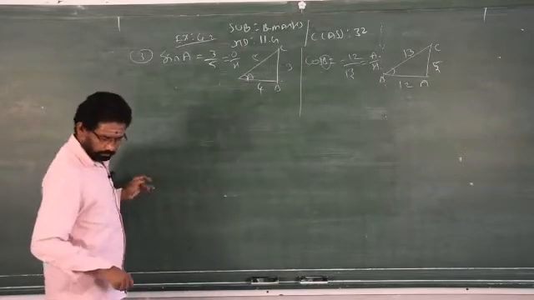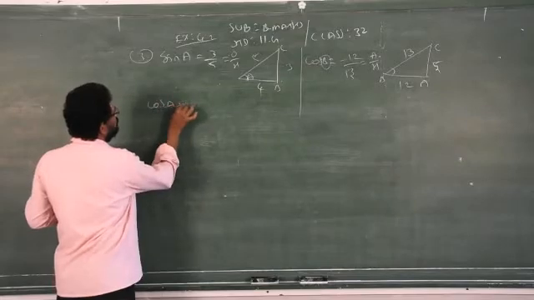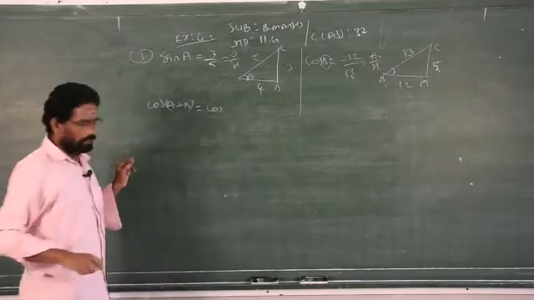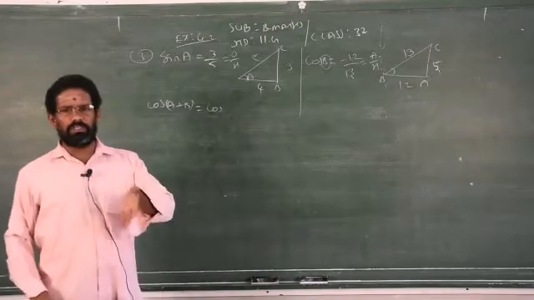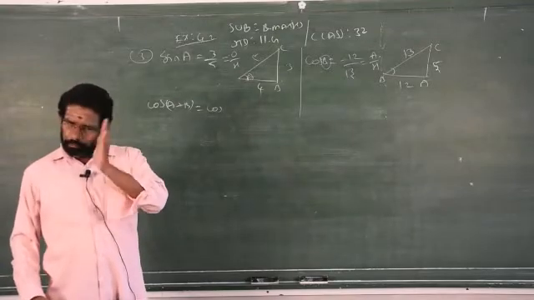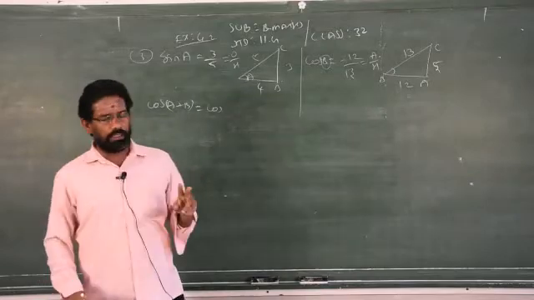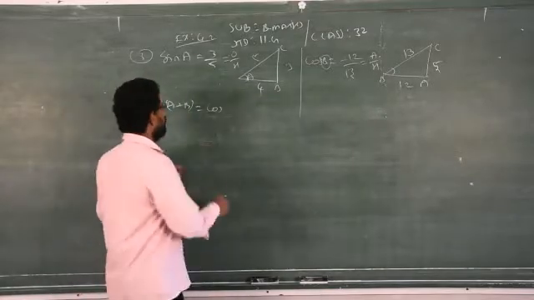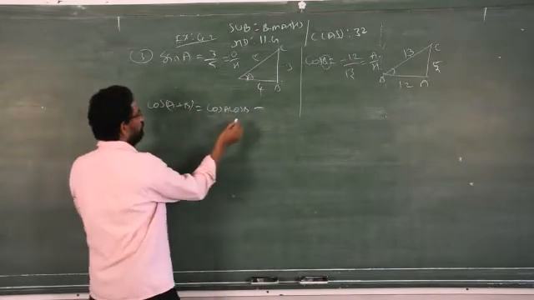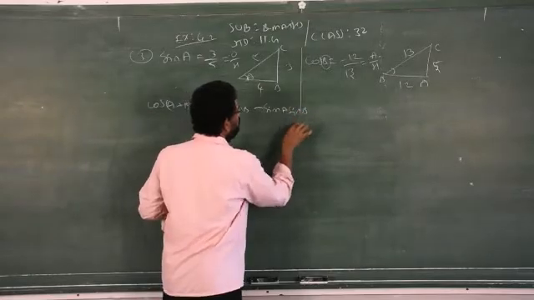The question number 1: cos(A plus B). What is the formula for cos(A plus B)? I told you already, if it is cos, you have to write the product of the same ratio, then minus the product of the other ratio. It is dealt with only in terms of cos and sin. So cos(A plus B) is equal to cos A cos B, here plus, therefore minus sin A sin B.